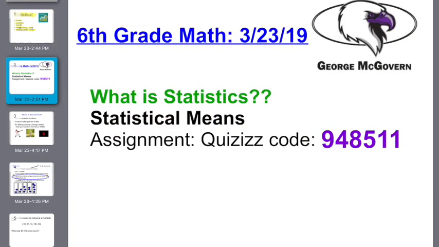Looking at today, first we're going to talk about what statistics are. And then once we talk about what statistics are, we're going to be talking about what the mean is of a data set. Then lastly, I'm going to give you an assignment. You're going to go to quizzes and put in this code. We'll do that later though. So that's just a good idea of what we're going to be looking at.